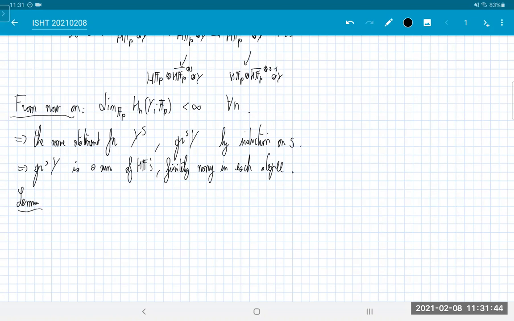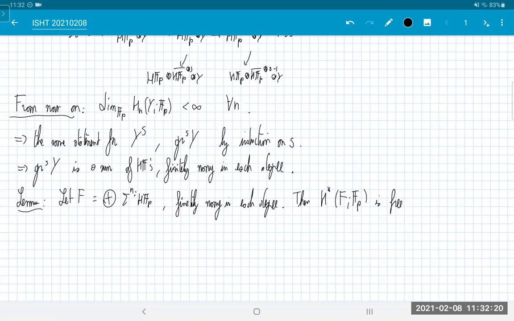Okay. Given these, I'll throw two lemmas that will essentially conclude our discussion. So the first lemma is: let F be a direct sum of some HFPs, again, finitely many in each degree. Then this cohomology here is free over the Steenrod algebra. And the homotopy group of F is the same thing as Hom from the FP cohomology into FP over the Steenrod algebra, naturally in F.